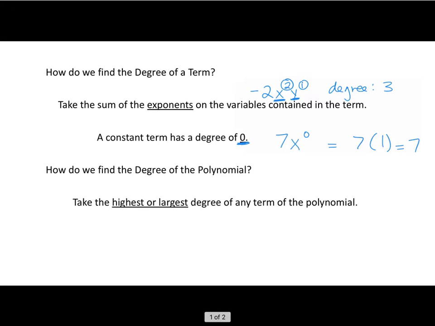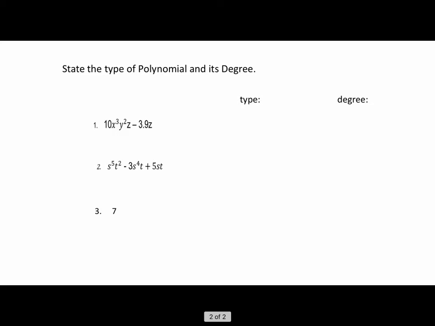How do you find the degree of a polynomial? Well, you find the degree of each term in the polynomial and you take the highest or largest degree of any of those terms. Let's state the type of polynomial and the degree of the polynomial.